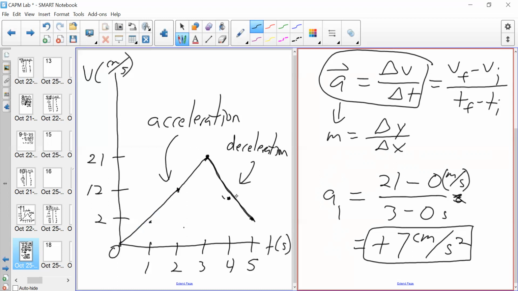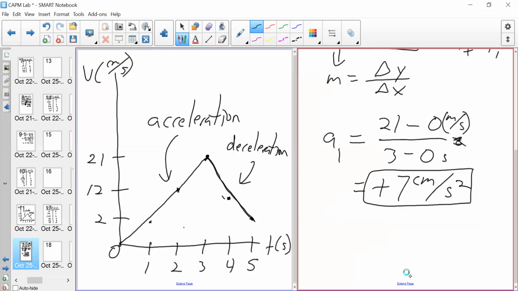Now we have a deceleration. Pretty much in all of your data for all 15 of these velocity time data tables, you're going to have two accelerations. You're going to have one positive and one negative, right? This is a negative slope. Here is positive slope, positive acceleration. Negative slope, negative acceleration or deceleration. Let's continue.